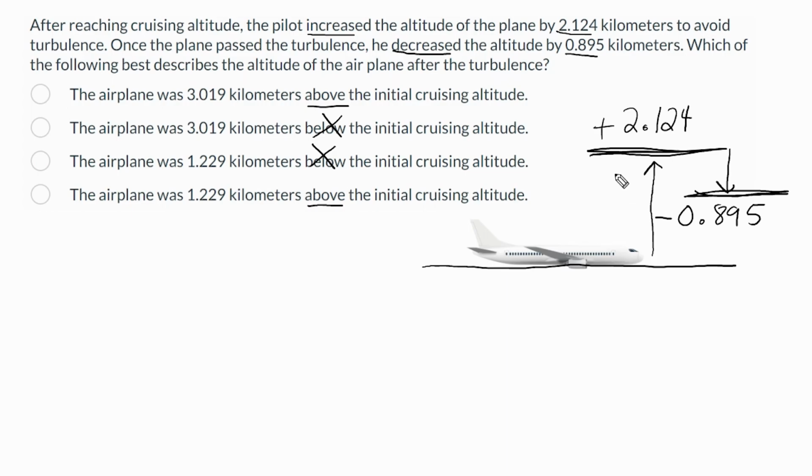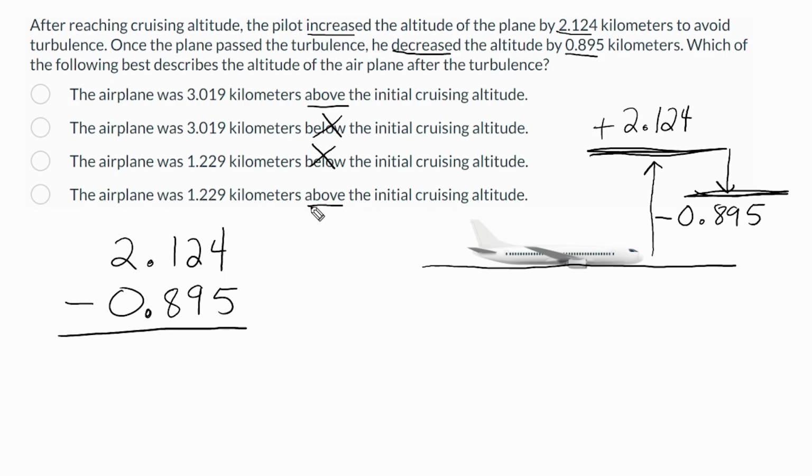All right, because one of these numbers is an increase and another is a decrease, we have to use our integer rules and subtract. Whenever the signs are different, we subtract the two numbers. So let us go ahead and take 2.124 and subtract it with 0.895.